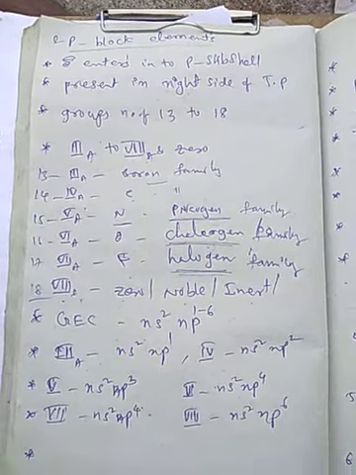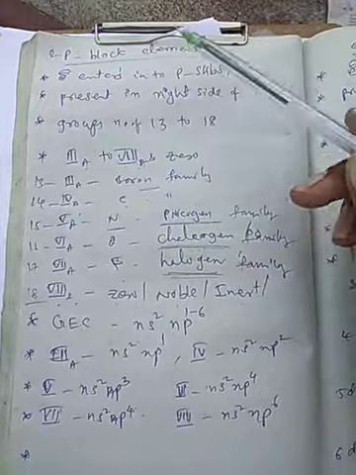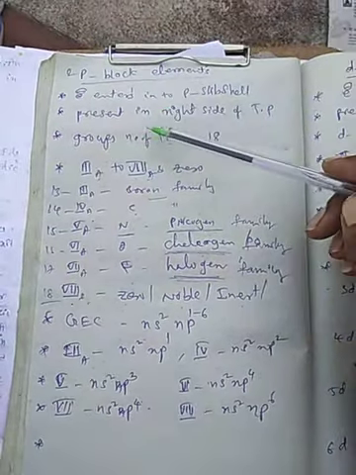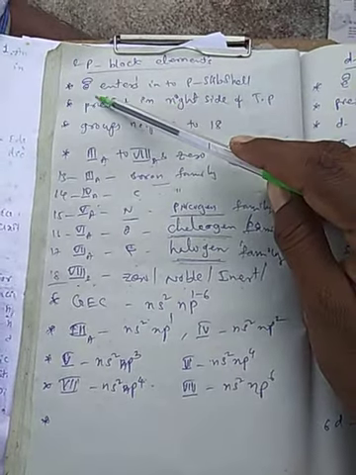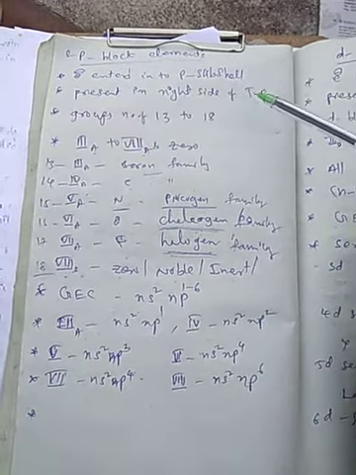I am going to explain part 3 of the periodic table. In this one, p block elements. Now, when the outermost valence electron enters the p subshell, the elements are called p block elements.